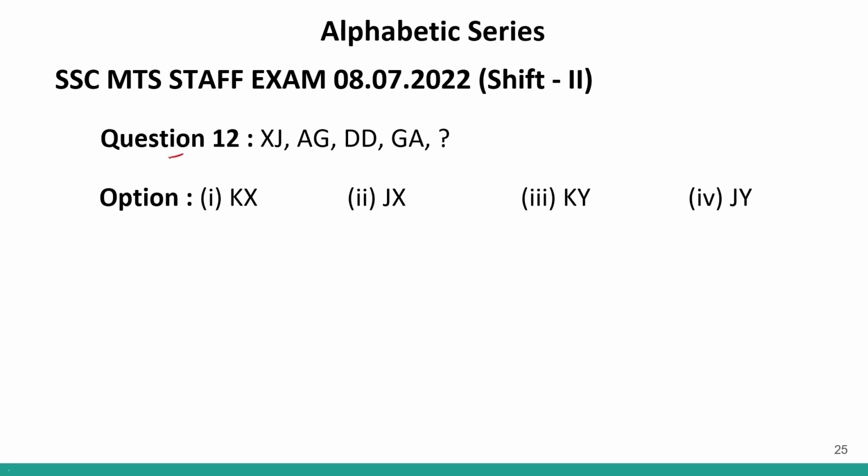Now looking at question number 12. Looking at the first elements, X, A, D and G. So X is how much? 24. This is 1, this is 4, this is 7. This is plus 3, this is plus 3.